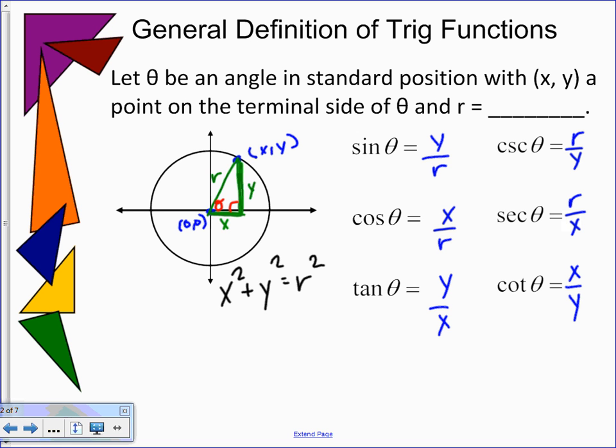And how would you get r all by itself? Square root both sides. Absolutely. Thanks, Kyle. Square root both sides. So r in this definition is the square root of x squared plus y squared. And you can fill that in.